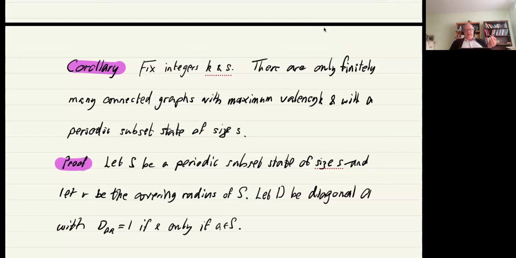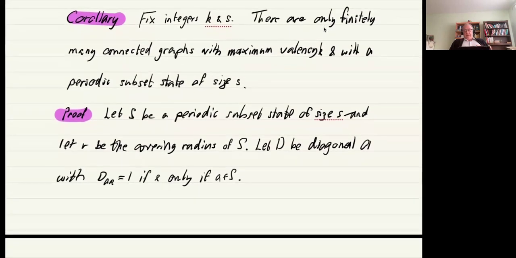Now, if s is equal to 1, we're proving there are only finitely many graphs with perfect state transfer from one vertex to another. That is, there are finitely many connected graphs with maximum valency k and perfect state transfer from one vertex to another. For s equals 2, we're proving that there are only finitely many graphs that show something called fractional revival, which is a generalization of perfect state transfer, which I'll be discussing later on. So let's go to the proof.